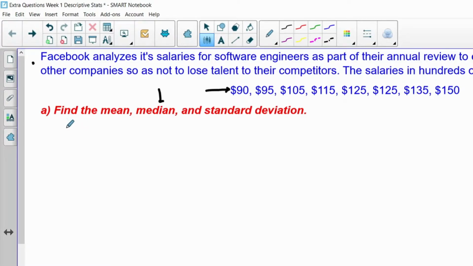So for the mean, we already know that we are just going to be adding every single one up and then dividing by the number that we have. So 1, 2, 3, 4, 5, 6, 7, 8. So you can go ahead and write that there's 8 numbers here, and you are literally just going to show your work like this. So you go 90 plus 95 plus 105, and so on and so forth until you get to the end.